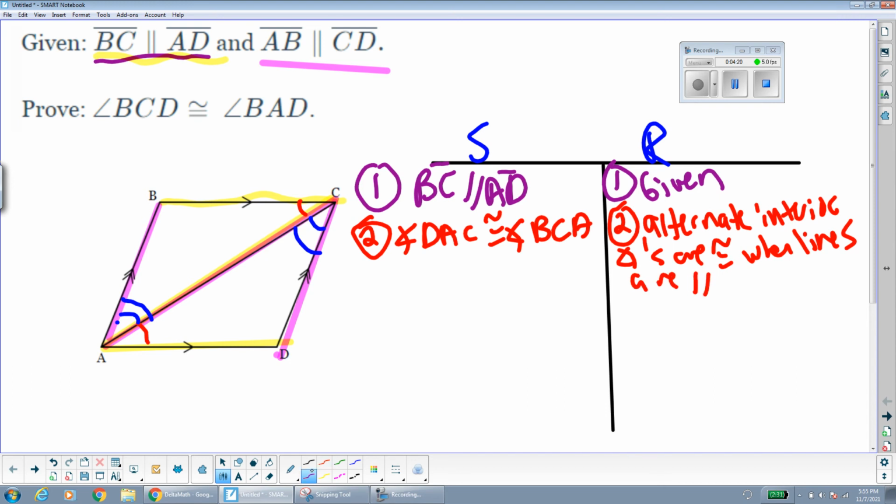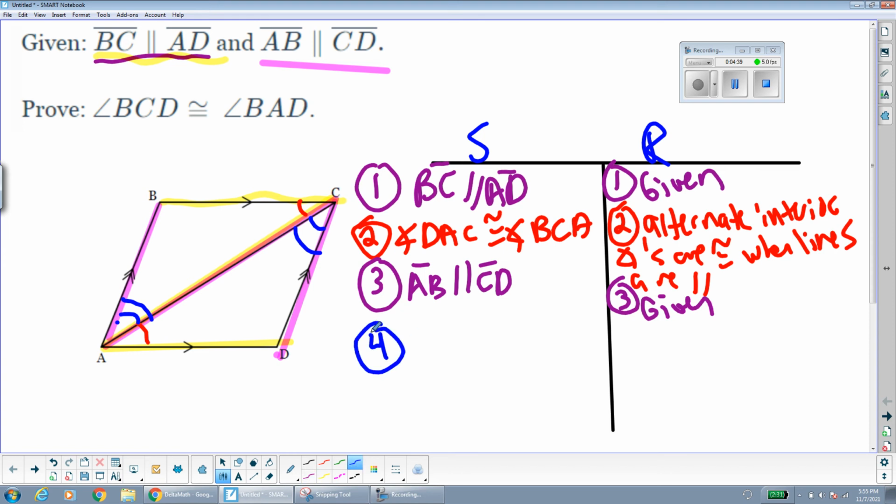Then we also have our next given, which is the other set of parallel lines, AB and CD. And that's given to us. And from that given, we were able to draw the conclusions about the blue angles. The blue angles are angle BAC, and that's congruent to angle DCA. And the reason, once again, is that alternate interior angles are congruent when lines are parallel. So I'm going to write here same as step 2.